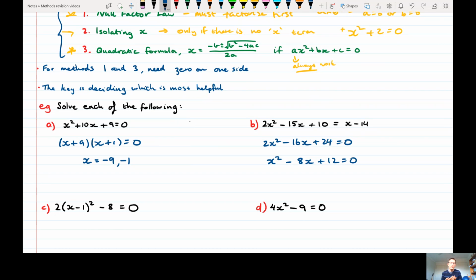Now, I can use the quadratic formula if I want, but I'm going to first check and see if I can factorize it. So are there factors of 12 that add to negative 8? Yes, there are. That is (x - 2)(x - 6). The factors are negative 6 and negative 2 that multiply to 12 and add to negative 8.